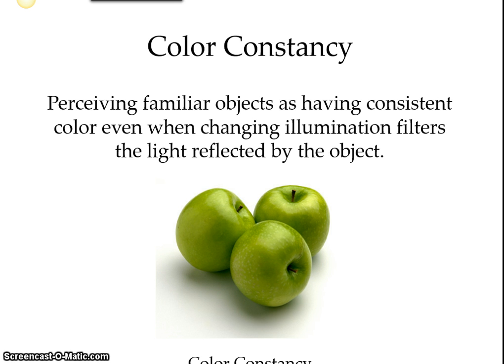Let's look at another aspect of constancy, and this is called color constancy. We perceive familiar objects as having consistent color, even when changing illumination filters the light reflected by the object. In reality, you know that these green apples are pretty much a consistent green color all the way around, and they don't really have those splotches of almost white on them and splotches of almost dark green on their sides.